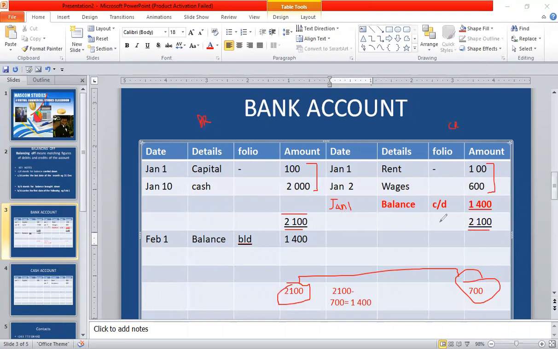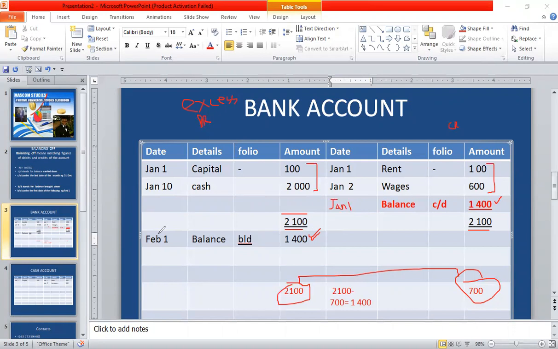Why did we write 2,100? The bigger amount is written on both sides, the debit and also the credit. Where there is excess, this is our excess side, the debit side had excess, so you write balance BD. Balance BD is the excess in this case, and the excess is 1,400. So balance CD and balance BD are actually the same, but the way you date them and the way you put the balances is what differs.